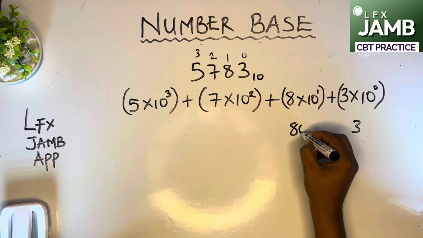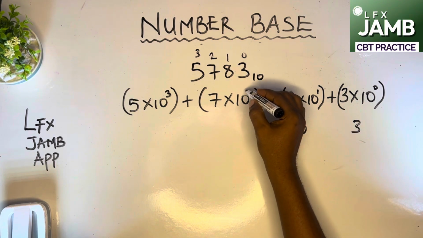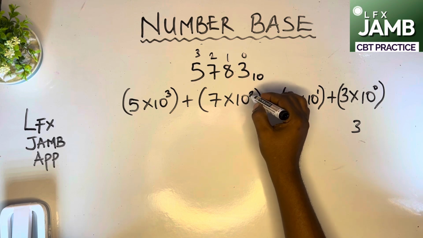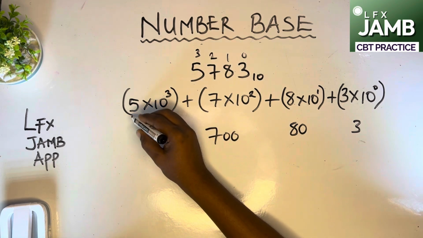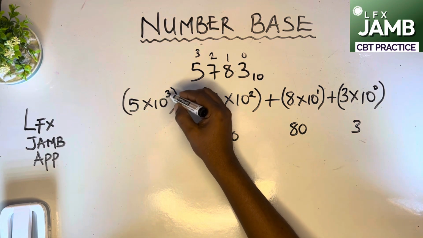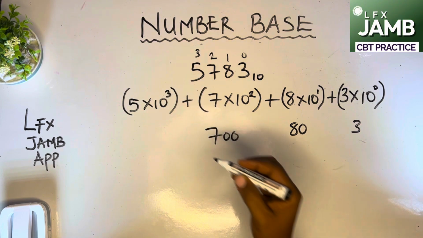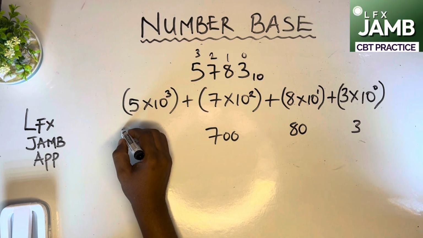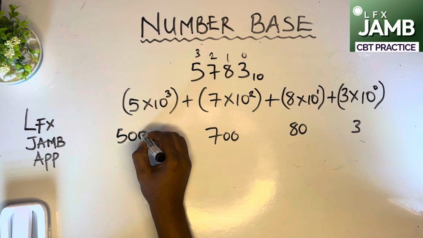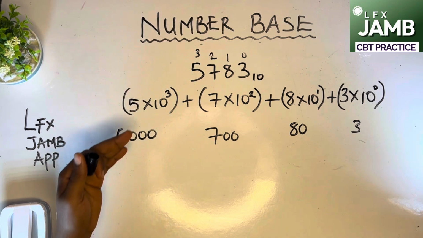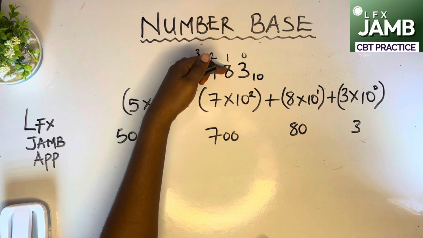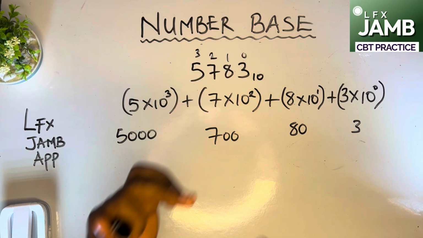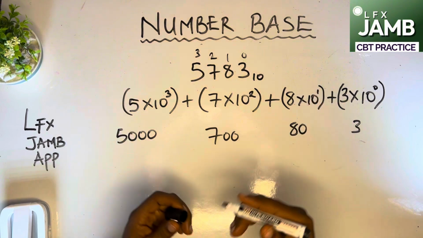Then 80. 7 times 100, because 10 raised to the power of 2 is 100. So this is 700. 5 times 1000, because 10 raised to the power of 3 is 1000. So we have 5000. So this is 5,000, 700, 8 tens, and 3 units in base 10.